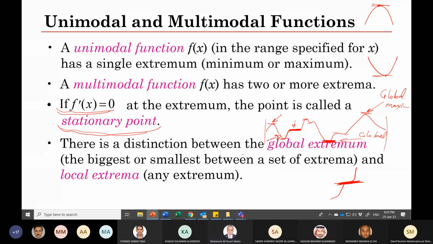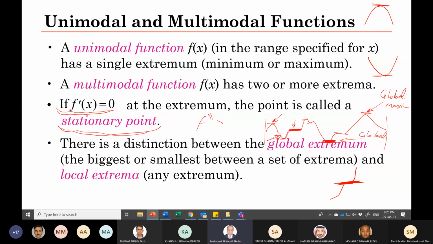What will differentiate between these two possibilities? What do you think? How can we differentiate between maxima, minima, and the reflection point? Salim Ghanem? It should be the second derivative. Exactly, second derivative. You have to get f double prime.